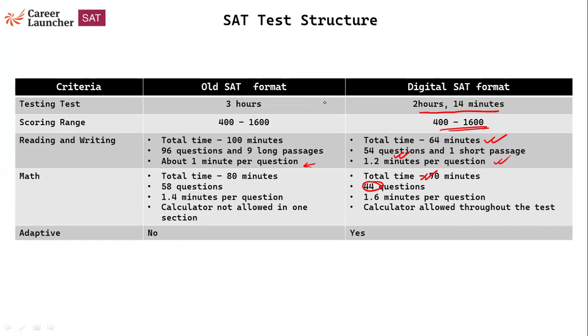The new digital SAT format is now adaptive. That means the second module of each section will depend on how well or badly you have performed in the first module. Let's suppose you have performed well in the first module of the reading and writing section. You will get slightly difficult questions on the second module of the reading and writing section, and hence you'll score better.